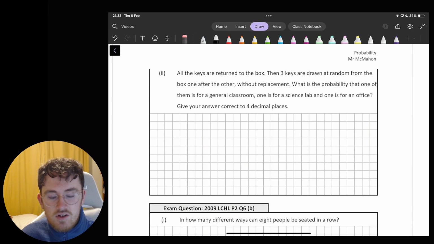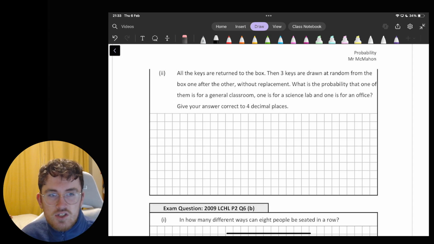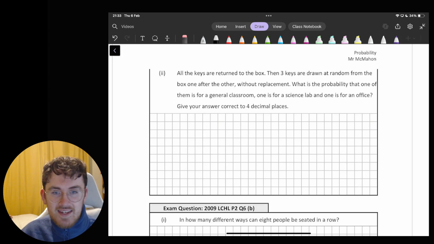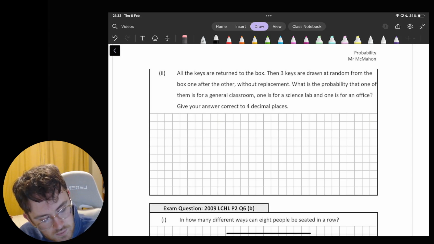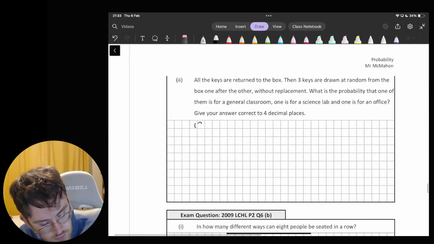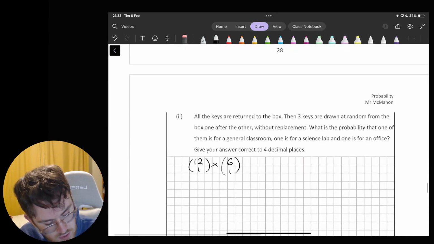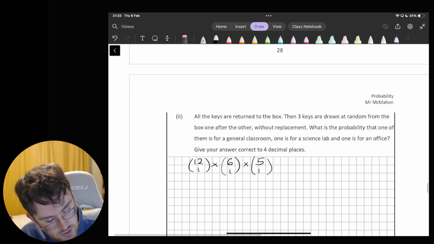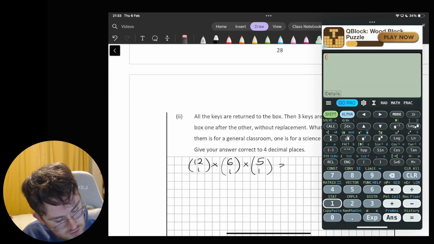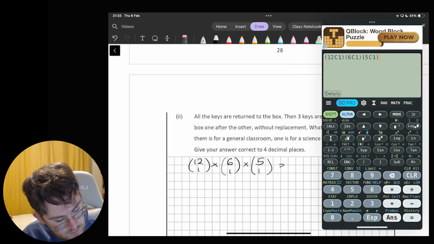I suppose what's interesting here is there's no mention of us looking after each one. In the previous question, we had to check after each key to see if it was an office key. But here we're just taking 3 out and then looking at them. So we want to choose 1 for general classroom. Out of the 12 keys for general classrooms, we want to choose 1. Out of the 6 keys for science labs, I want to choose 1. And out of the 5 keys for offices, I want to choose 1. So let's try that. 12 choose 1, 6 choose 1, and 5 choose 1.